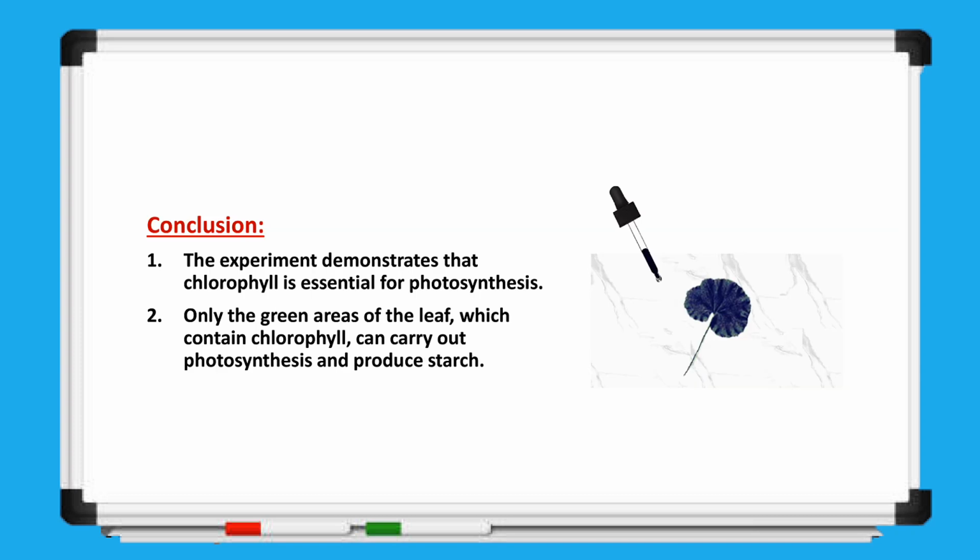So, to conclude this investigation, the experiment clearly shows that chlorophyll is essential for photosynthesis. Only the green areas of the leaf, which contain chlorophyll, are able to carry out photosynthesis and produce starch. The white areas, which lack chlorophyll, do not show any starch production. This proves that without chlorophyll, the plant cannot make food through photosynthesis.